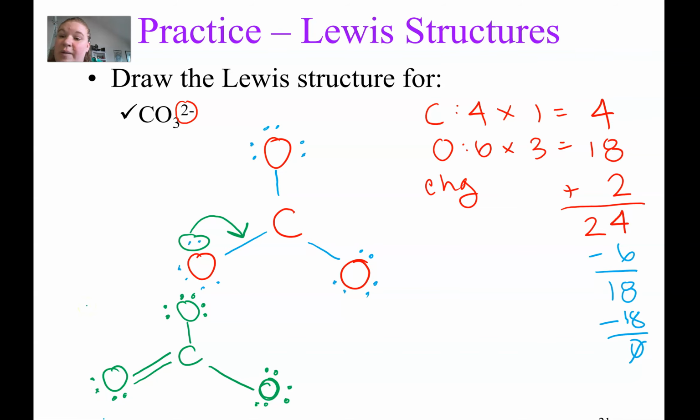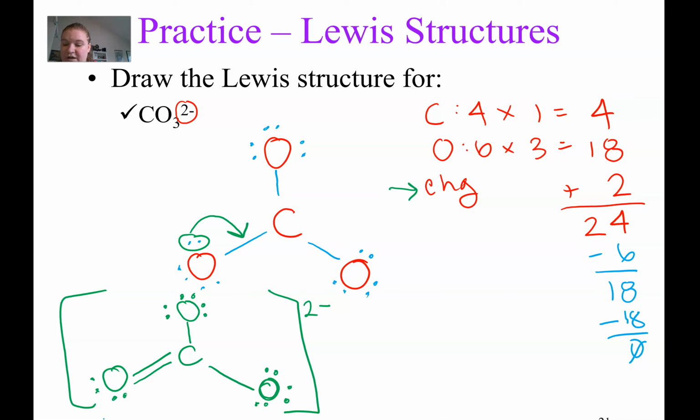Now, I said that there's a couple things we have to do different because it's a polyatomic ion. The first thing was that charge. Here's the second thing. We're going to put this entire structure in brackets and then put the charge on the outside. So just like we did that with our anions, our single atom anions, we have to do it with our polyatomic anions as well. But there we go. That's our final structure.